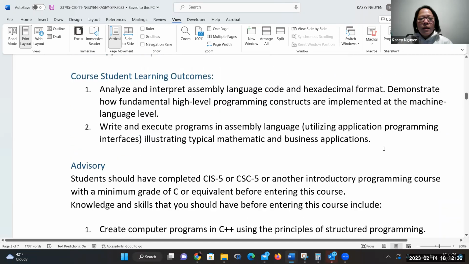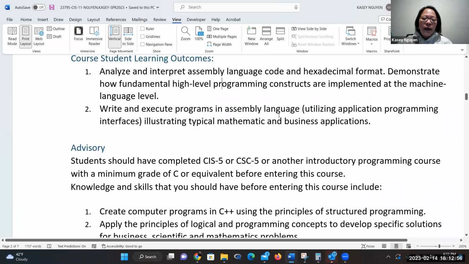Okay, so here's your learning outcome. By the end of this class, you should be able to analyze and interpret your assembly language programs, and be able to see them from a numerical level as well, and compare that to high-level programming like C, okay?